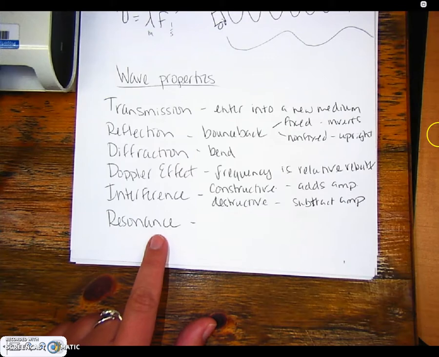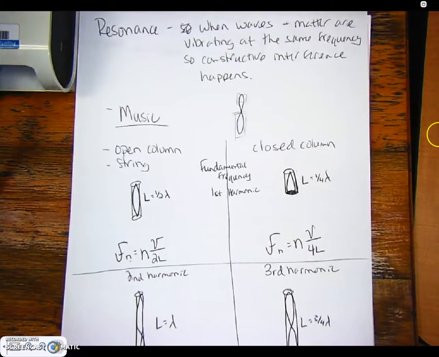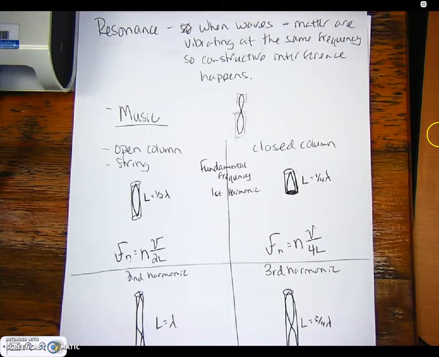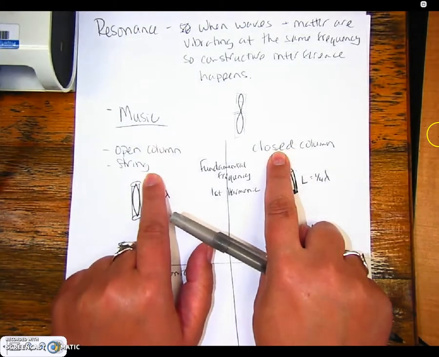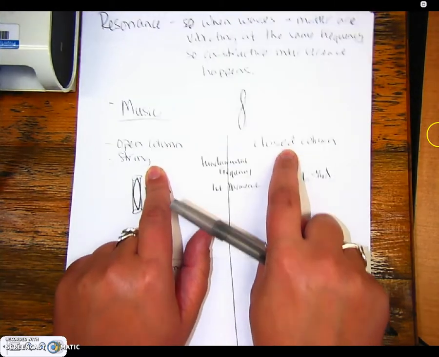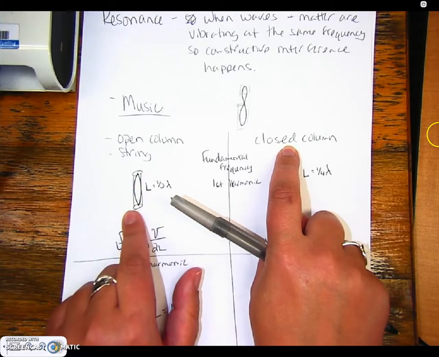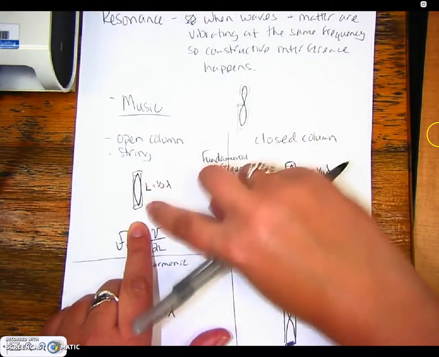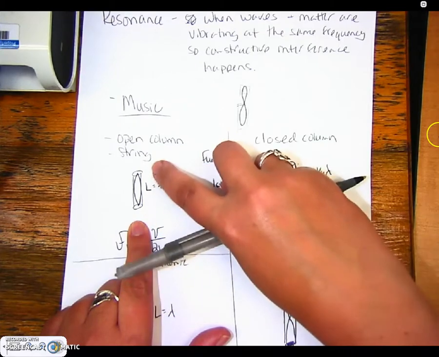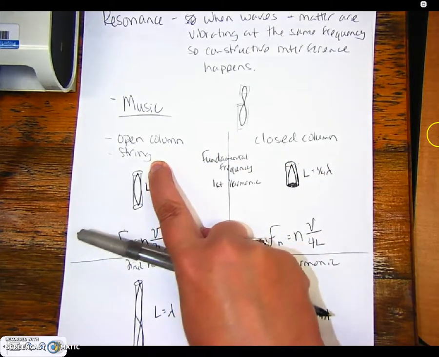But where we really look at resonance in this class is in terms of musical instruments. Musical instruments always have some sort of resonance chamber or resonance body that allows them to make the note ring out very loud. So we deal with either open columns and strings, or closed columns. An air column that is open on both ends is open to the air on both sides, and this behaves the same as a string.